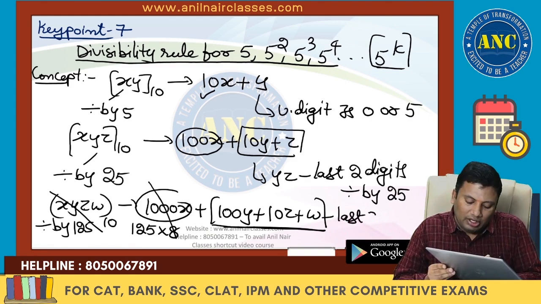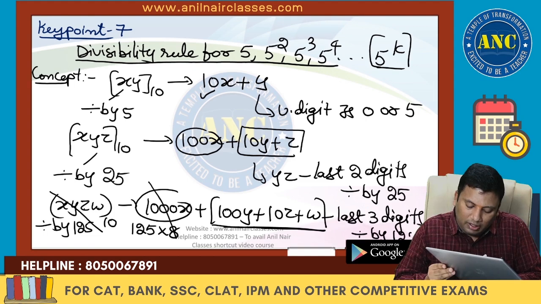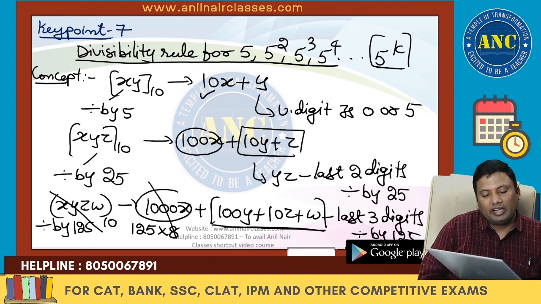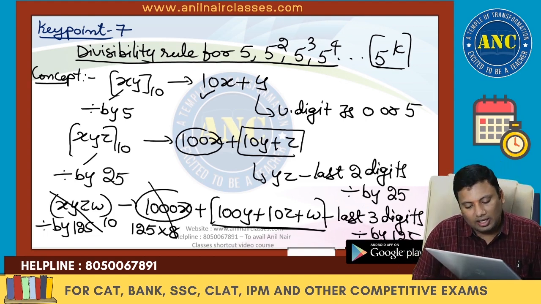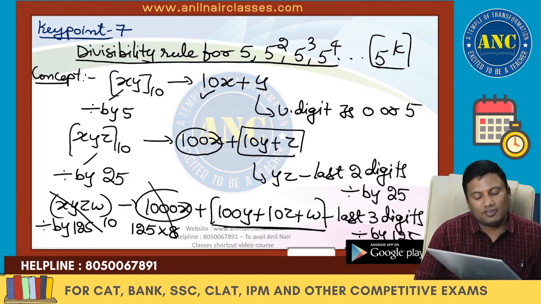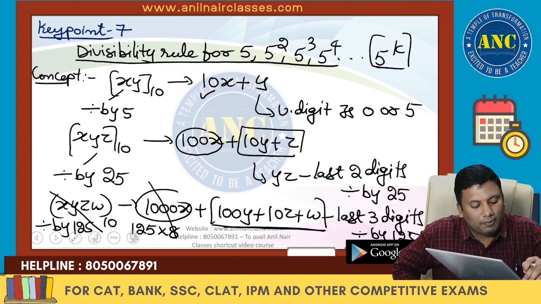For 5, we got that the unit digit should be divisible by 5. For 25, we got that the last 2 digits should be divisible by 25. If it is 3 digits, the last 3 digits, if divisible by 125, mean the number is divisible by 125.